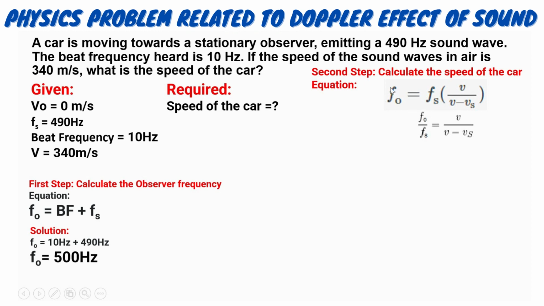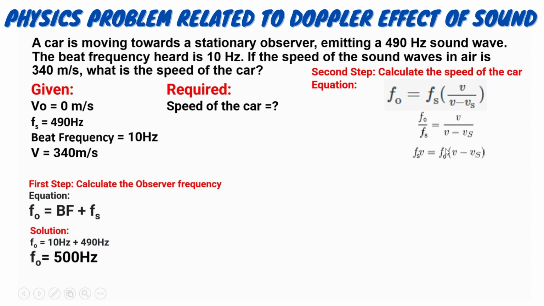First, we can put the Fs as a numerator below the Fo. And then afterwards, we can do a cross multiplication. So, Fo times V minus Vs. So, this will be the actual equation. Fs times V. This will be our equation for this.